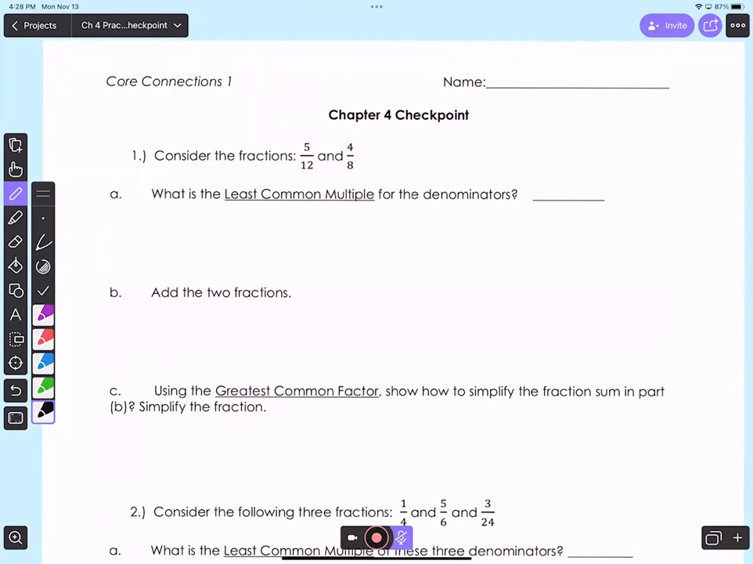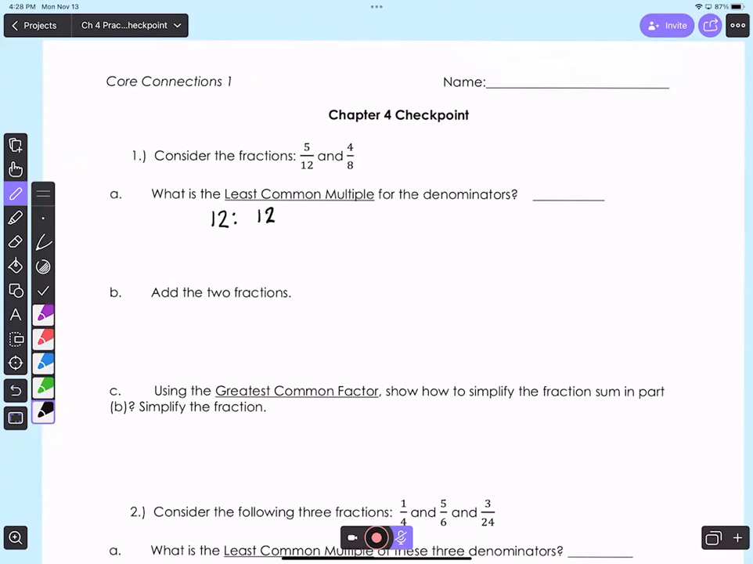So consider these two fractions. What is the least common multiple for the denominators? So we're trying to find the smallest number that they both multiply into. So let's list the multiples of 12. This is where if you're really stuck, you can use a multiplication chart when you're working on this.